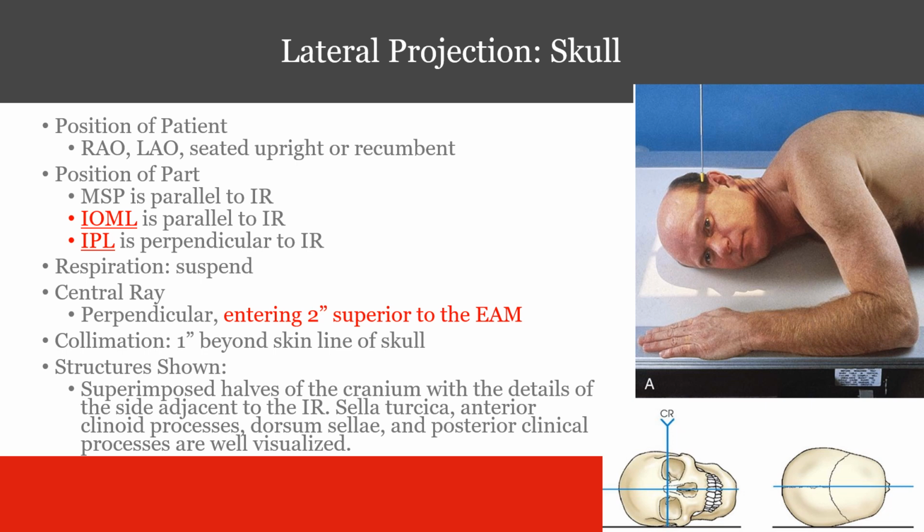The central ray should be perpendicular, entering 2 inches superior to the EAM. Collimation is 1 inch beyond the skin line of the skull, and we should see superimposed halves of the cranium with the details at the side adjacent to the image receptor. The sella turcica, anterior clinoid processes, dorsum sellae, and posterior clinoid processes are well visualized.